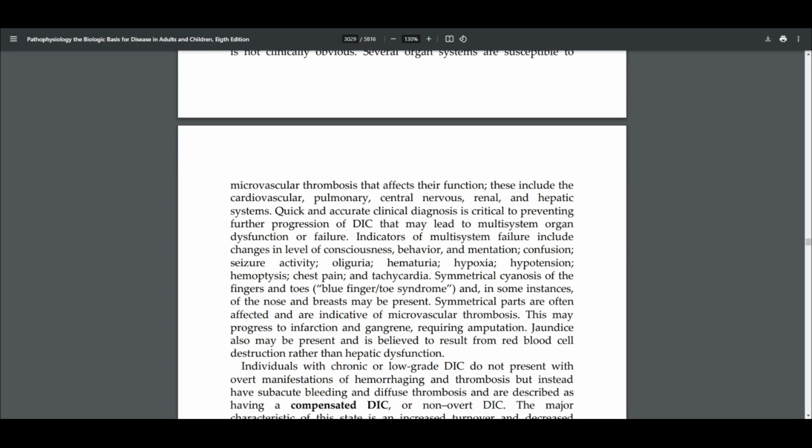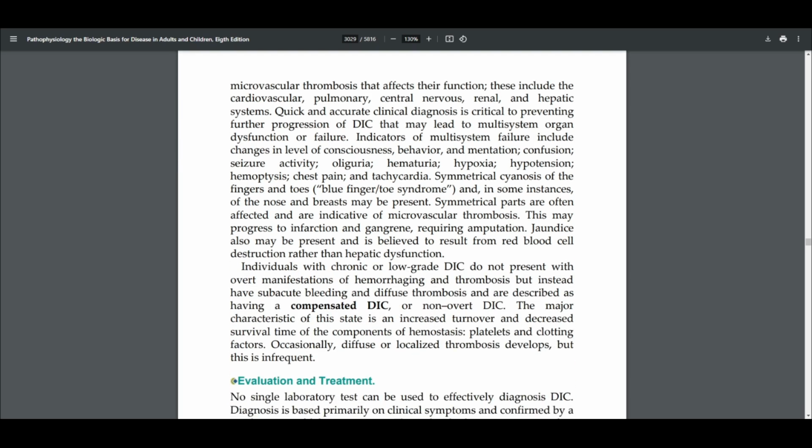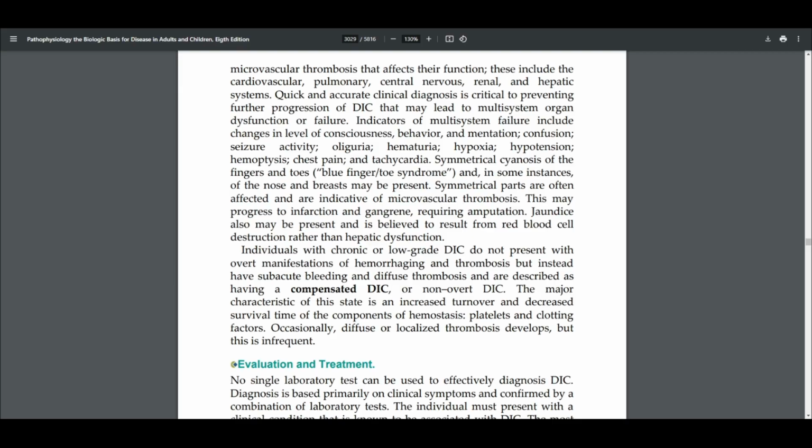Several organ systems are susceptible to the microvascular thrombosis that affects their function. These include the cardiovascular, pulmonary, central nervous, renal, and hepatic systems. Quick and accurate clinical diagnosis is critical to preventing further progression of DIC that may lead to multisystem organ dysfunction and failure. Indicators of multisystem failure include changes in level of consciousness, behavior, and mentation, confusion, seizure activity, oliguria, hematuria, hypoxia, hypertension, hemoptysis, chest pain, and tachycardia.